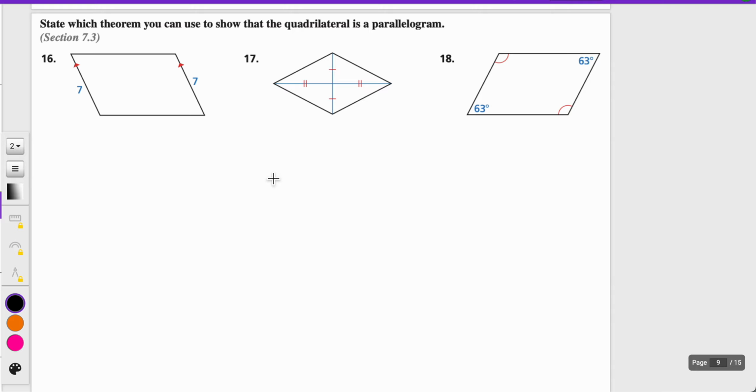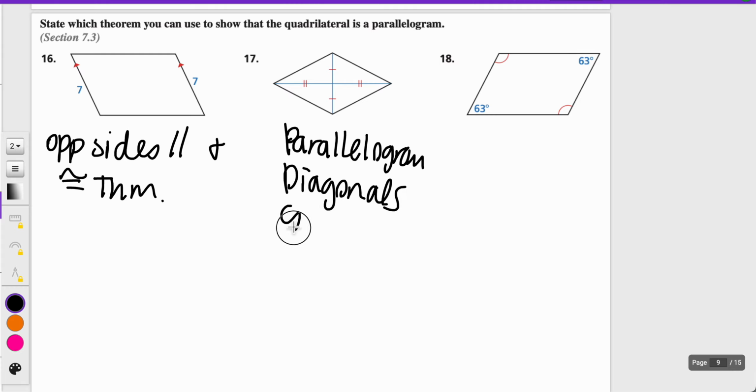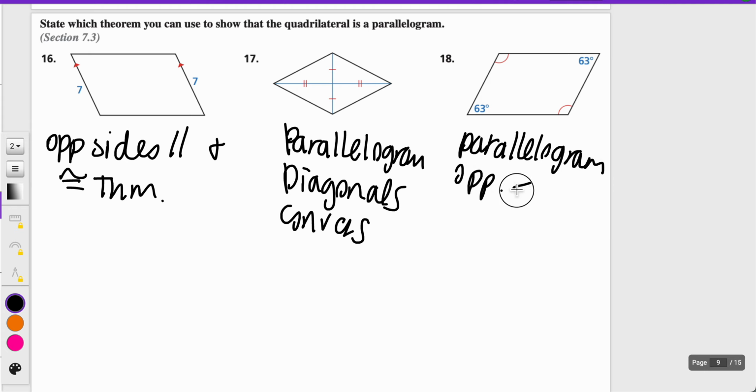16 through 18, state which theorem you can use to show the quadrilateral is a parallelogram. So for 16, I would use the opposite sides for parallelogram and congruency theorem. For number 17, I could use the parallelogram diagonals converse. For number 18, I could use the parallelogram opposite angles converse to help me.